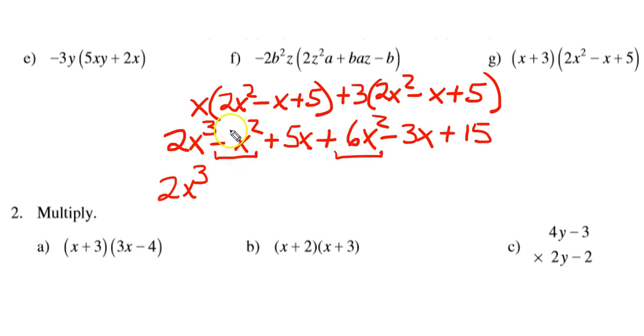So I have a negative 1x squared and a positive 6x squared. This will give me a positive 5x squared. Now I have these. A positive 5x and a negative 3x leaves me with a positive 2x. And then I have just the 15 left. So this is doing it horizontally. A little later we're going to show you that you could also do it vertically.